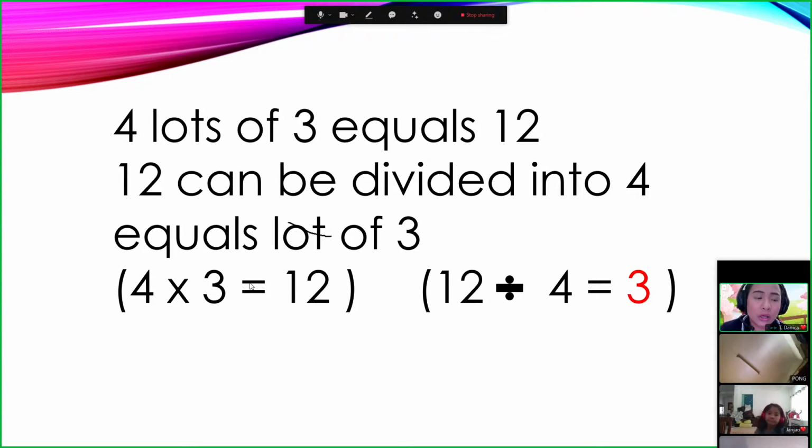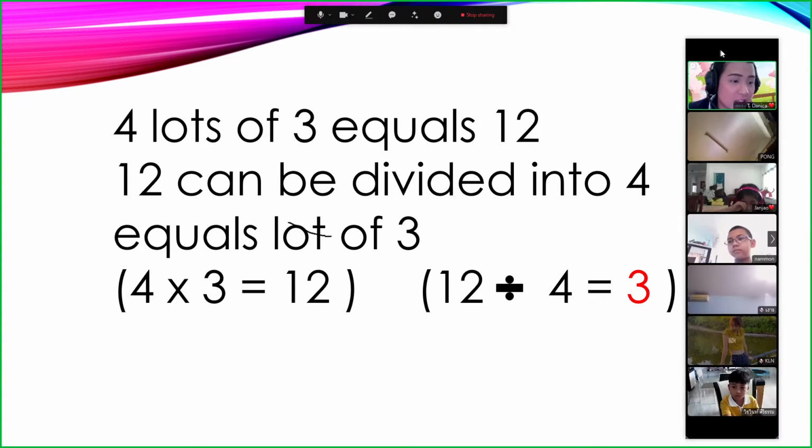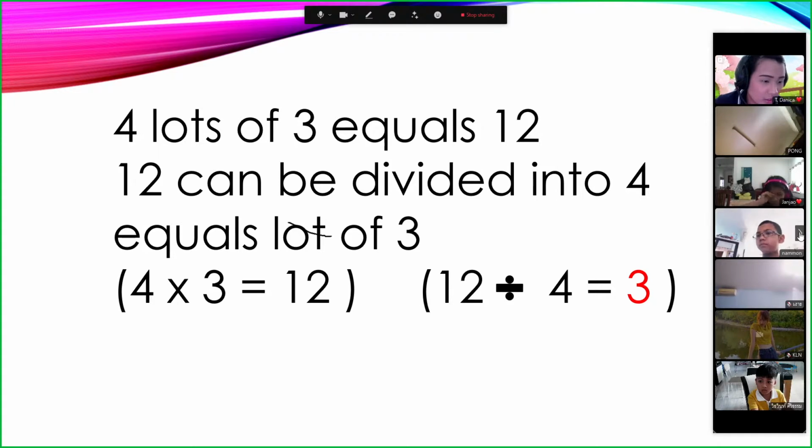Alright, again, you have 4, you have 3, and you have 12. When you use these numbers in division, you will still have the same numbers. You will still have 12, 4, and 3. For example, 4 times 3 is 12. If you put 12 here and divide it by 4, the answer will be 3. You're still using the same numbers. Alright?